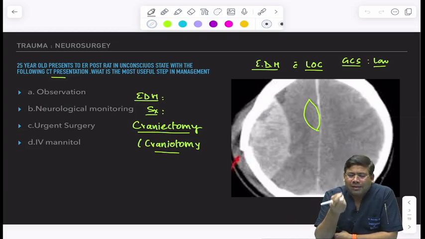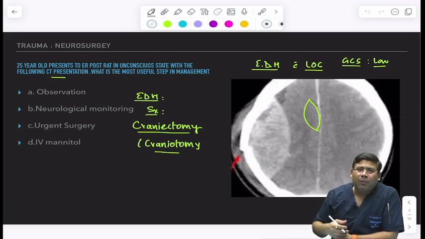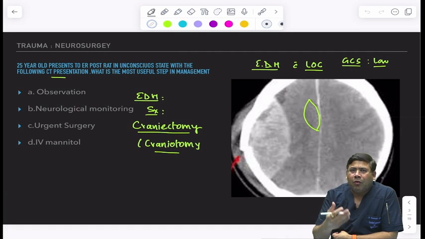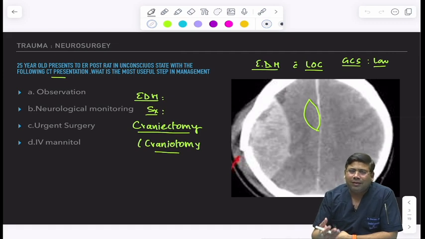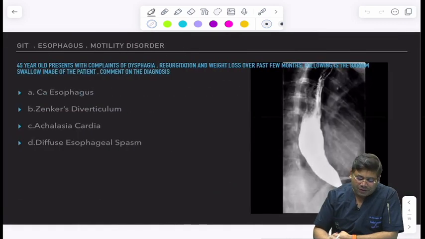Even if the pupil has an altered condition, like Hutchinson's pupil, these are the signs of a developing neurological deficit. So EDH in a patient with neurological deficit, the management is not going to change. It is going to be the surgery.